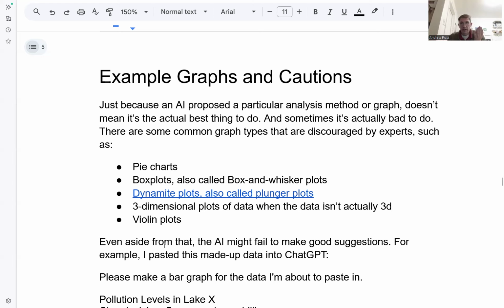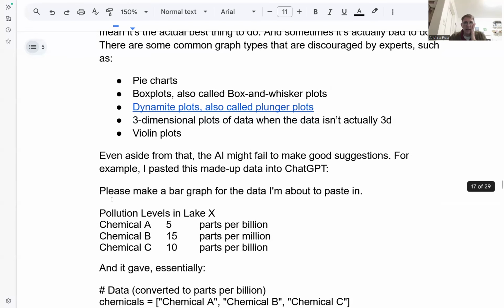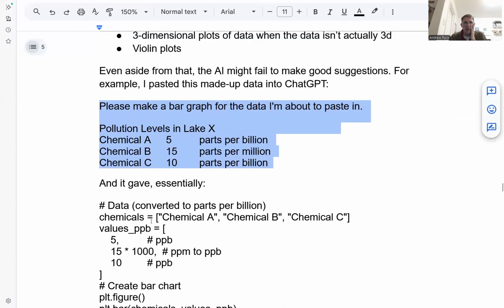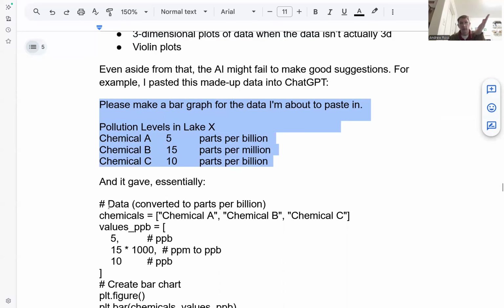Even aside from these types of charts, the AI might fail to make good suggestions that we humans using our critical thinking skills would probably catch, or at least hopefully. So I pasted some made-up data into ChatGPT, like that's the actual brand name ChatGPT. Please make a bar graph. And I gave some code, so that's good, right?